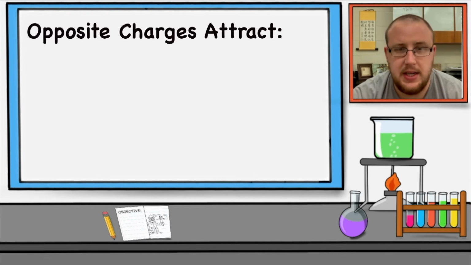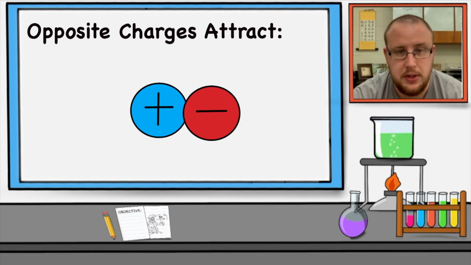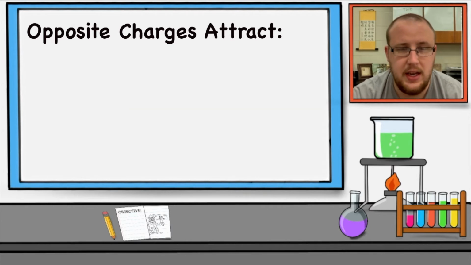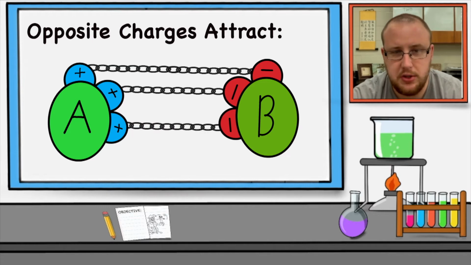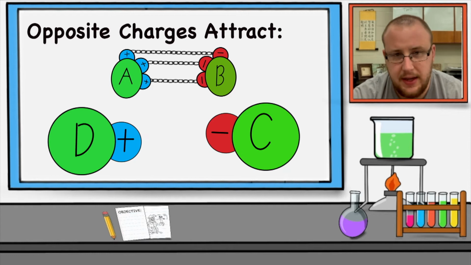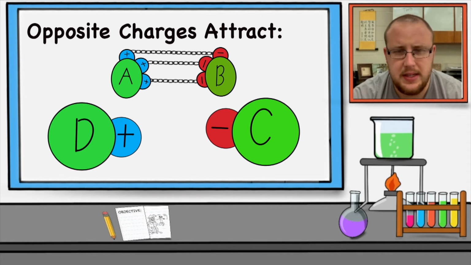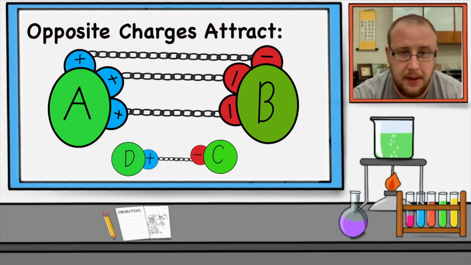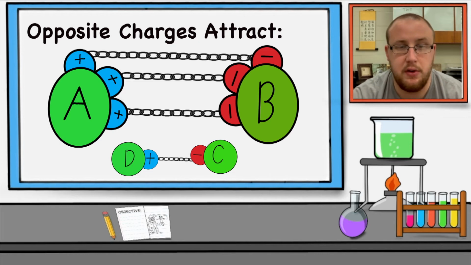So opposite charges attract each other. For example, a positive charge is going to be attracted to a negative charge. The quantity of those charges also affect the strength of the attraction. For example, if object A has 3 positive charges and object B has 3 negative charges, the attractive forces between them is going to be very strong. But if object C has 1 negative charge and object D has 1 positive charge, yes, they're going to have attractive forces, but A and B, the ones that have 3 positive and 3 negative, are going to have a lot stronger forces because there's more positive and negative charges bringing those objects together.